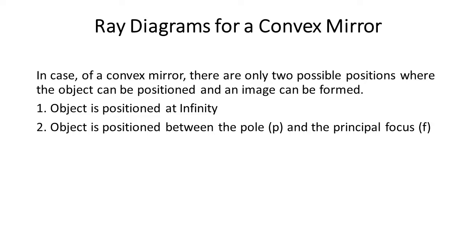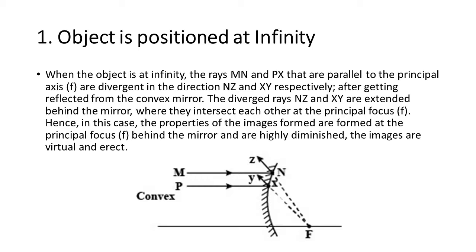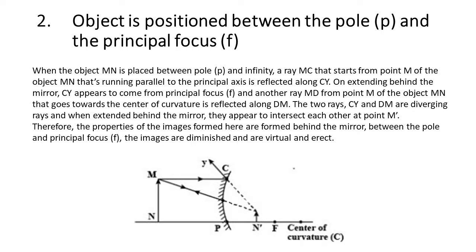So now we discuss ray diagrams for a convex mirror, how the images are formed. There are basically two cases over here: when we place the object at infinity, at infinite position, and the other when we place it between the pole and the principal focus. And when it is placed at the point between the principal focus and the pole of the mirror, the image, you can see over here, is diminished and virtual, and it's an erect image which is formed.